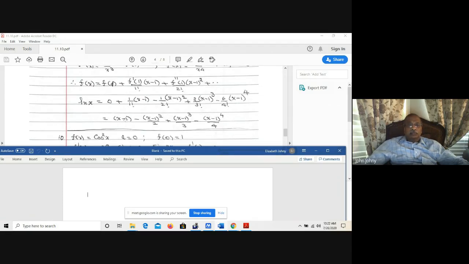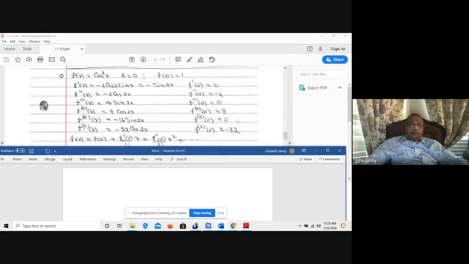And on simplification, you get (x minus 1) minus (x minus 1) squared over 2 plus (x minus 1) cubed over 3. 3 factorial is 1 times 2 times 3, and the 2 cancels, so what is left over is 3. Similarly here, 4 factorial is 1 times 2 times 3 times 4, so 2 times 3 is 6, that cancels, leaving a 4. So these are the first 4 non-zero terms.